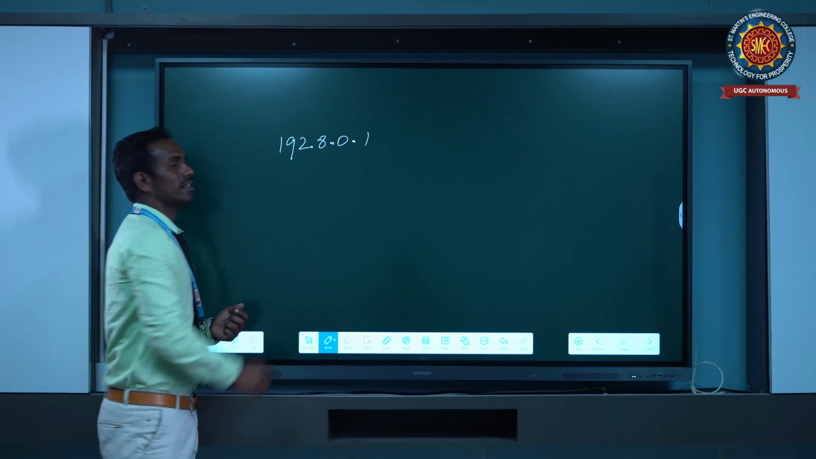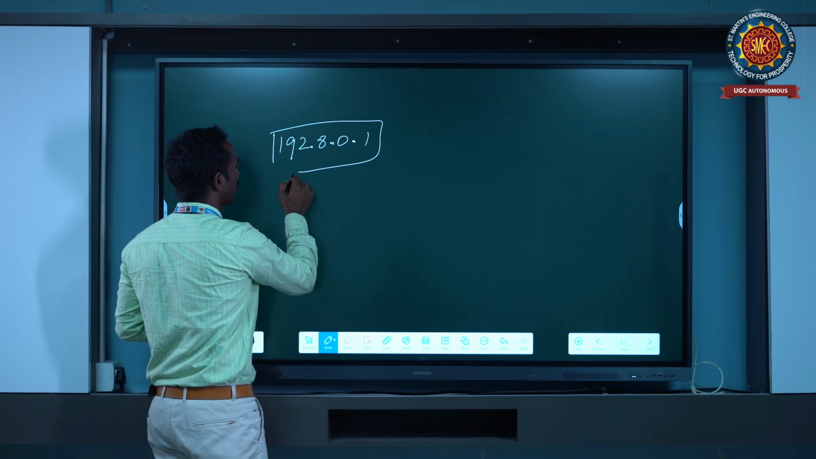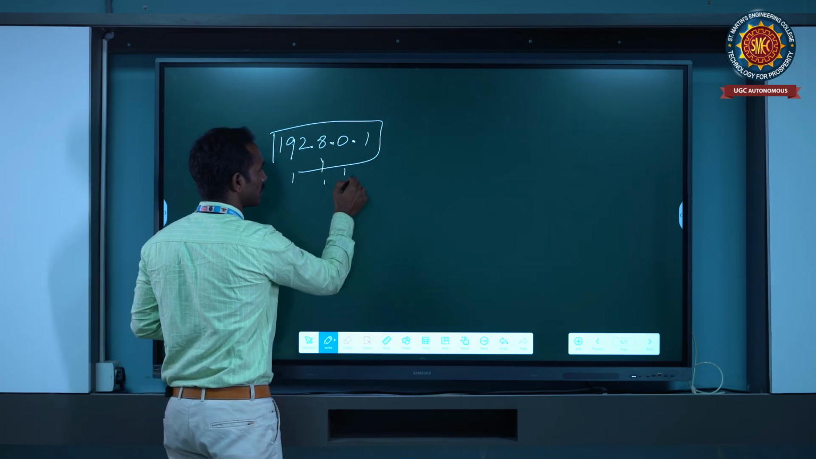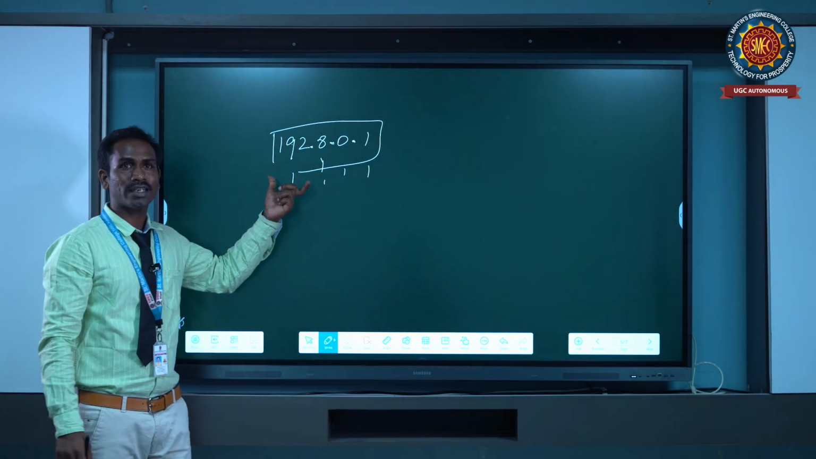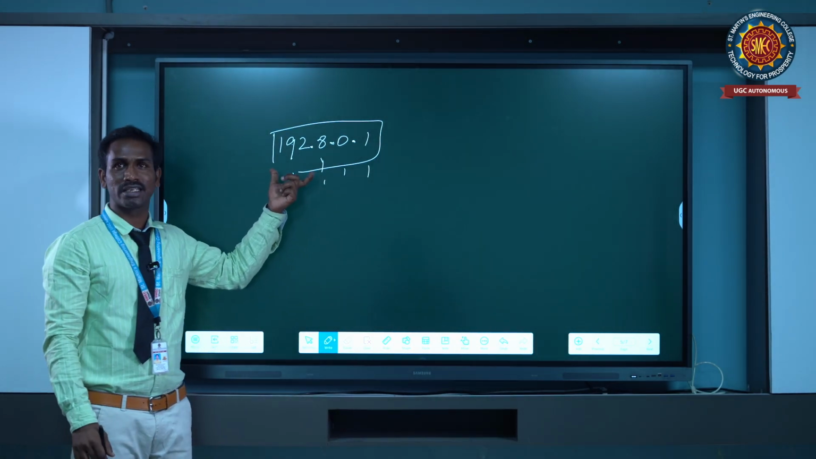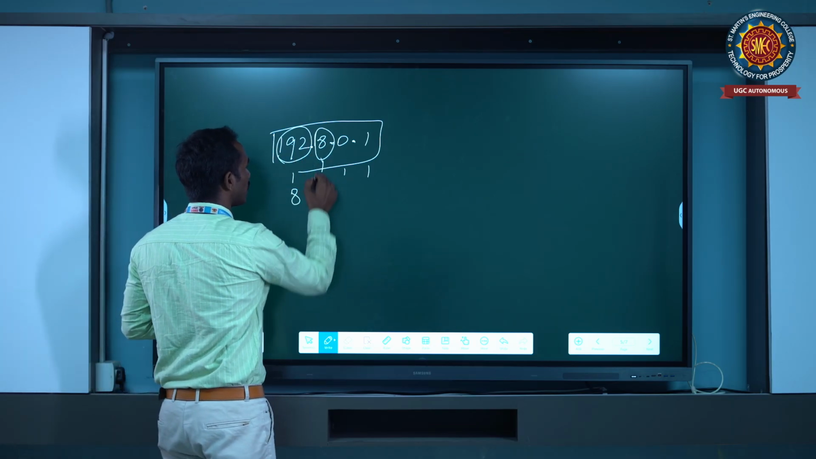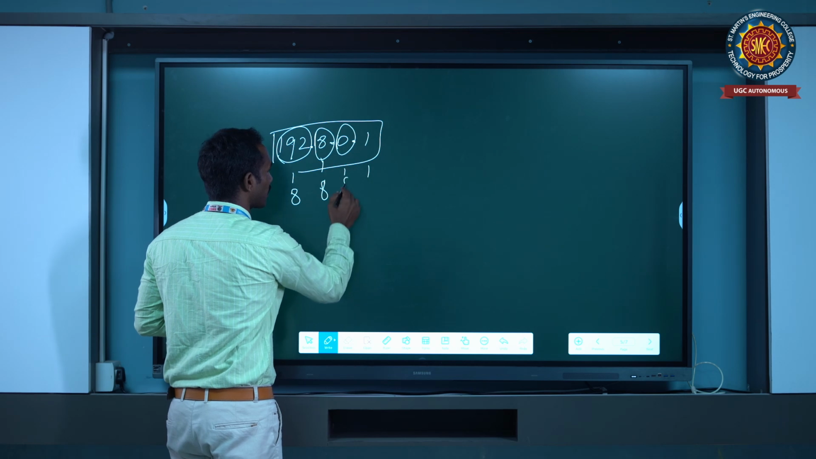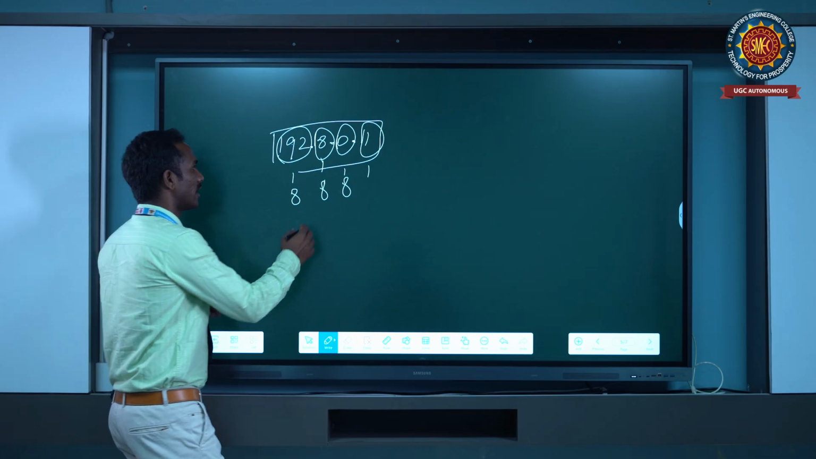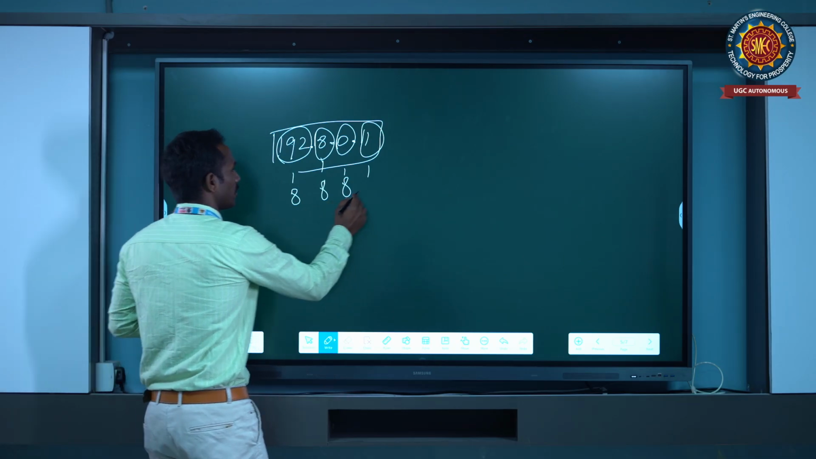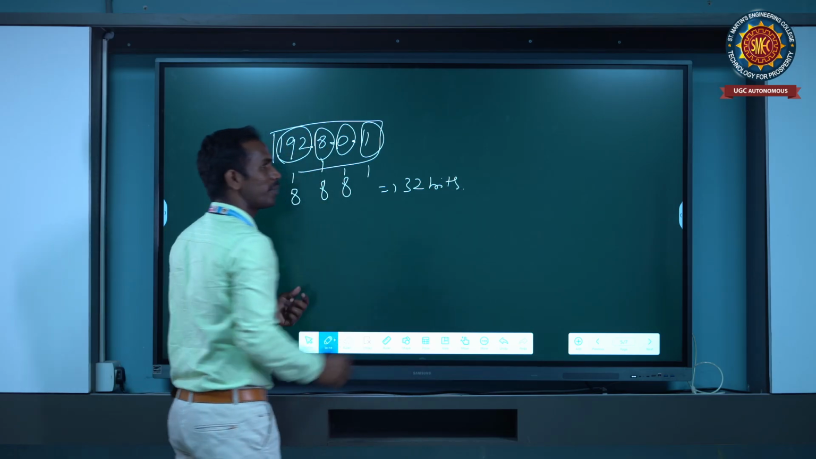This is the dotted decimal format. It contains 4 octets. This one is 1 octet, this one is 1 octet, this one is 1 octet, and this one is 1 octet, and each and every octet contains 8 bits. So the length is 32 bits. That is the IP address.